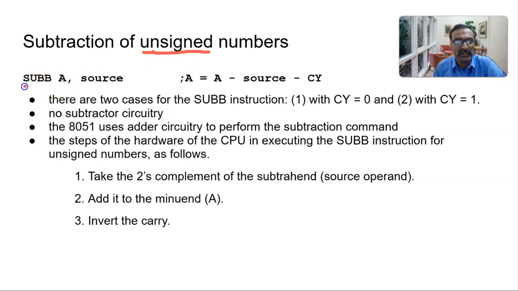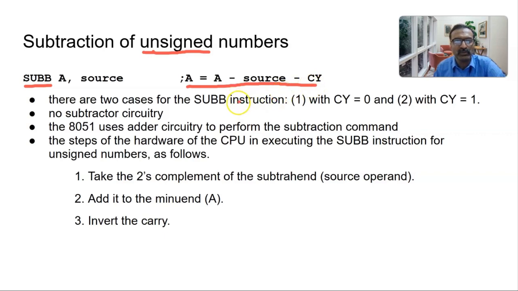The instruction for subtraction is SUBB. Remember, SUBB, two B's are there. So the second B stands for borrow. Subtract with borrow. In addition you will always get carry, but in subtraction you will have borrow. So borrow is also indicated by the carry flag. So the syntax is SUBB A, source. So A is equal to A minus source minus CY. Very, very important. Subtraction means A minus source minus the carry flag.